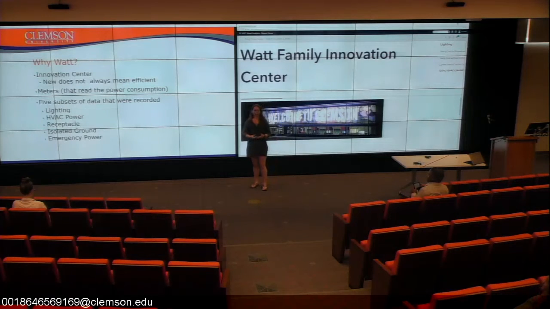So first of all, the reason why we chose to analyze this building is because it was built as an innovation center. And what that means is that it strives to have as much new technology as possible, but some of that technology isn't as energy efficient as we would like. This building is also set up with meters on every floor that read the energy every 15 minutes for the following 5 categories. The lighting, which is broken down into overhead lighting and the media lights, the HVAC power, receptacle, which is the white outlets all around the building, isolated ground, which is the data hubs in the basement and on the first floor, and then the emergency power.